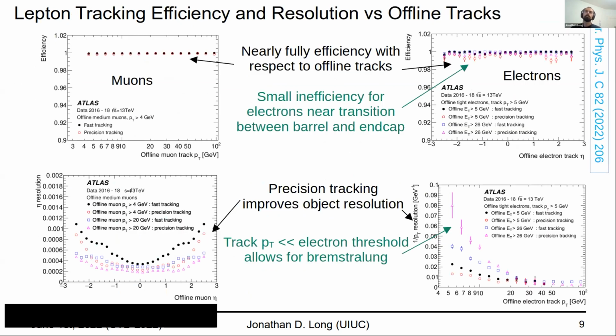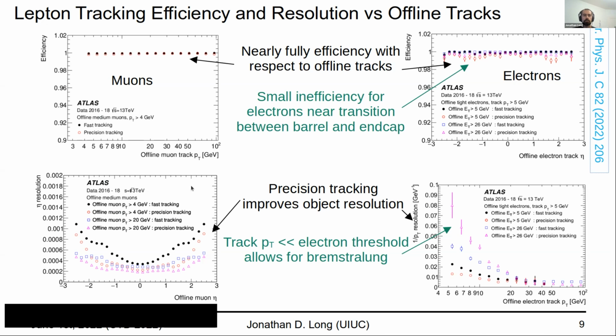We can take a look at the performance for muons on the left, electrons on the right. On the top left here, this is the efficiency for muons versus momentum. And you can see that it's almost fully efficient with respect to offline tracks. The same is true for electrons on the top right. This is versus eta, and you can see that there's a little bit of a dip in efficiency near the transition region between the barrel and end-cap, but it's a very small effect.